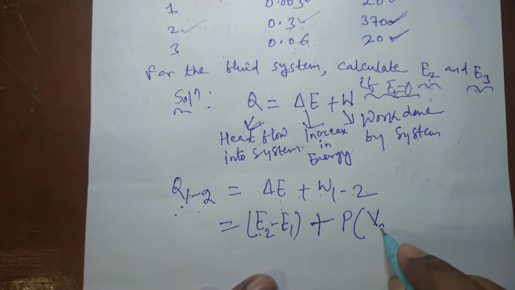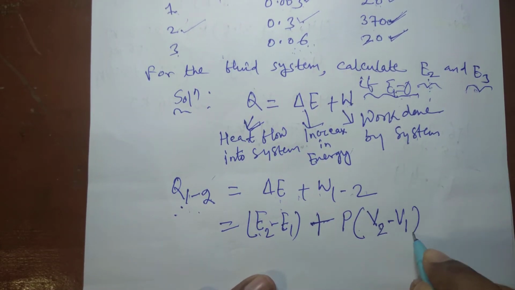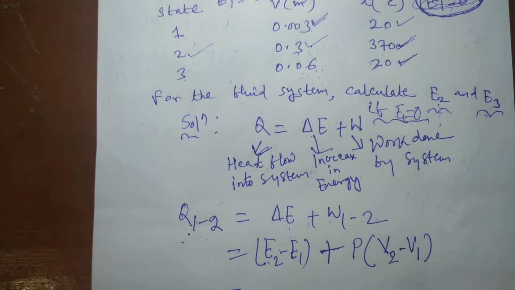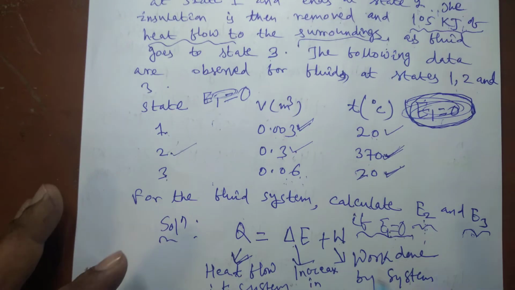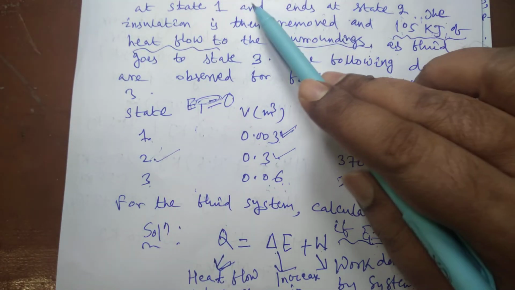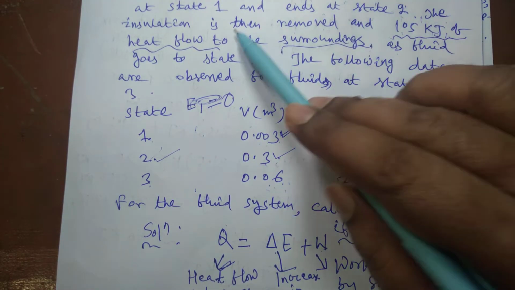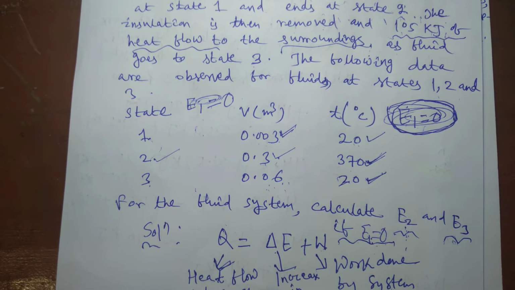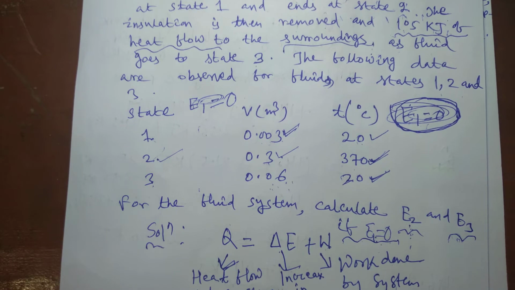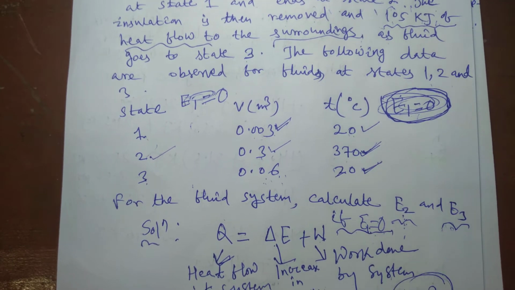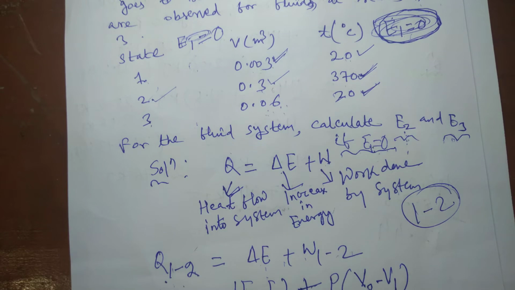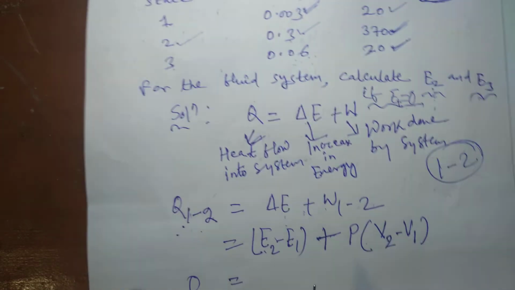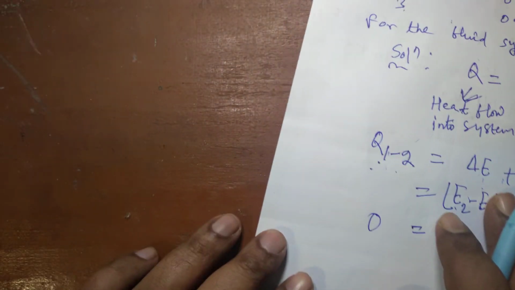So W12 is P times V2 minus V1. Q12 is again 0 in this case, because there is insulation in the question. It is given that there is a perfect heat insulator during the reaction which begins at state 1 and ends at state 2. First we will find Q for the process 1 to 2, then we will go to 2 to 3. Since there is insulation, Q12 will be 0.